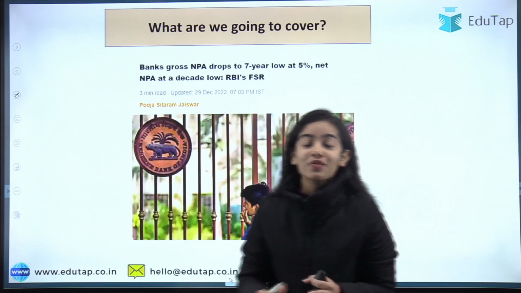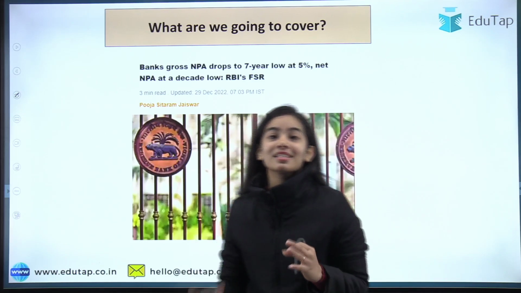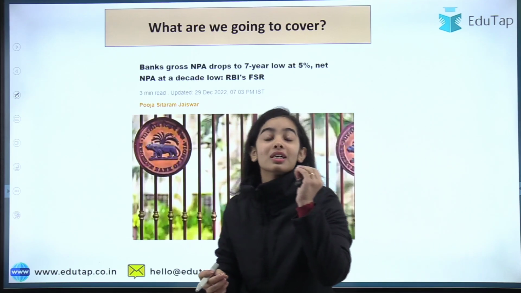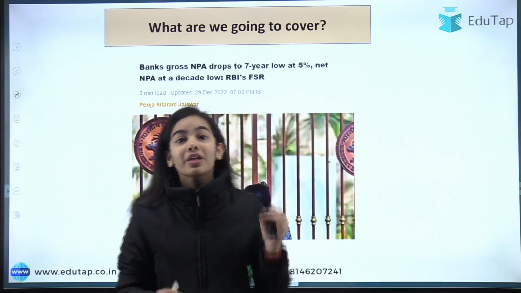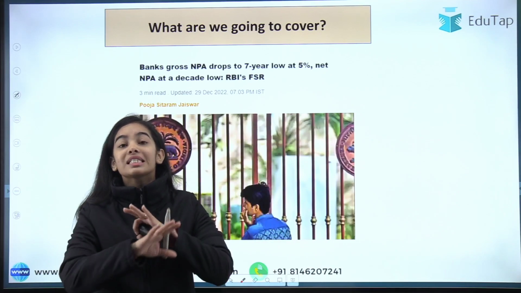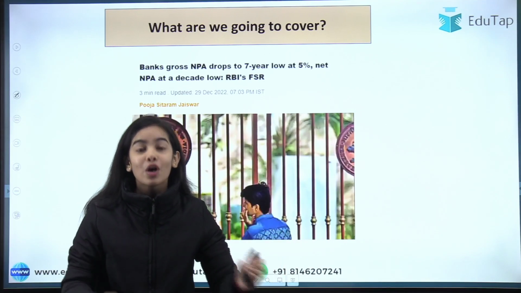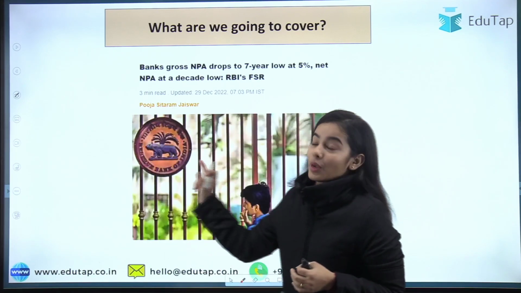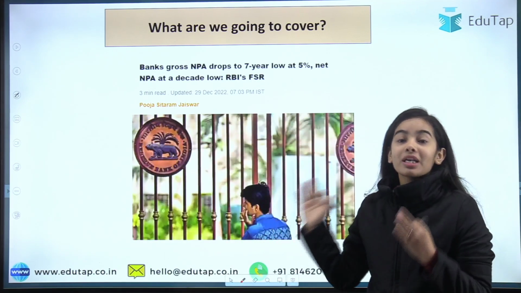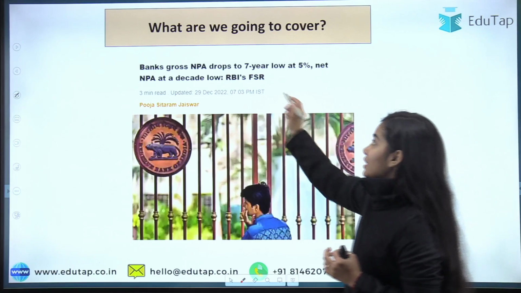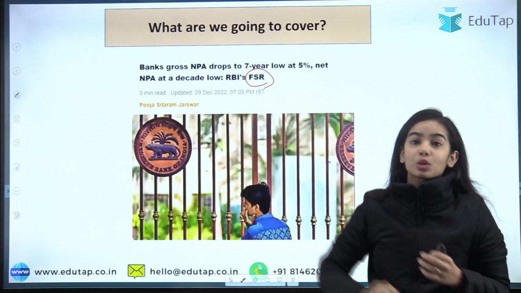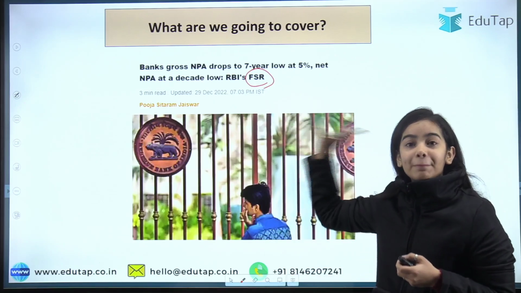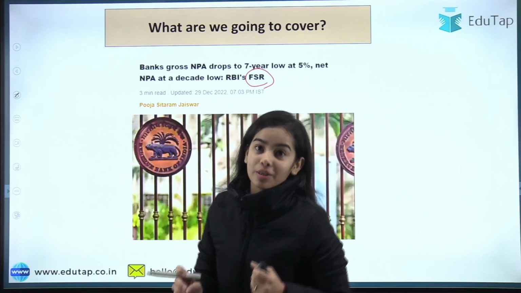In today's session, we are going to have the complete analysis of the Financial Stability Report. That is a very important report from the exam perspective. In the previous year of the RBI Grade B, there was a direct question in the descriptive of Phase 2. So you can understand how important the FSR is. As well as there is the systemic risk survey also in the Financial Stability Report. That is also we are going to do in today's session. So let's have the complete analysis of this Financial Stability Report.